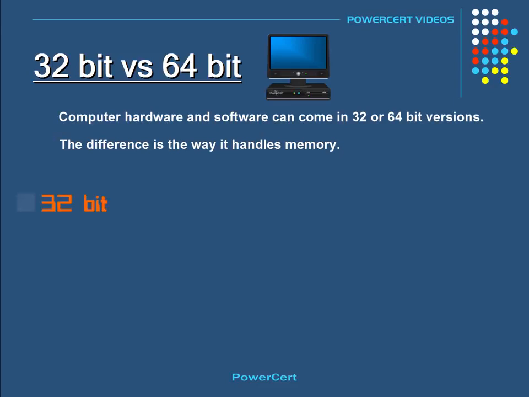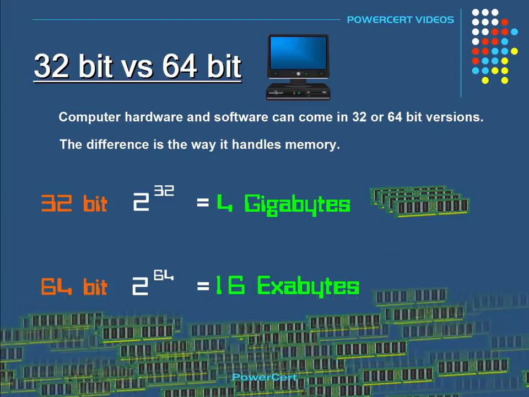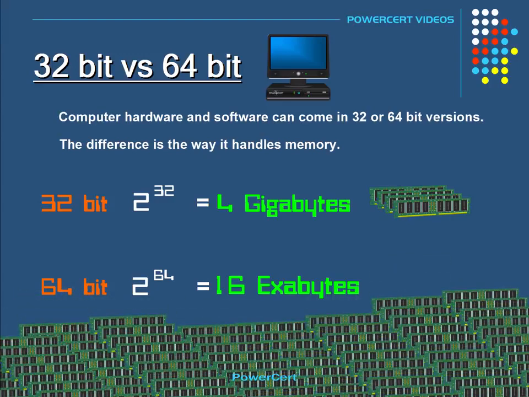A 32-bit system can reference 2 to the 32nd power bytes of memory, which equals about 4 gigabytes. However, a 64-bit system can reference 2 to the 64th power bytes of memory, which equals about 16 exabytes, which is 4 billion times more memory than a 32-bit. Now that number is so huge that it's virtually unlimited, because we will never need to use that amount of memory.